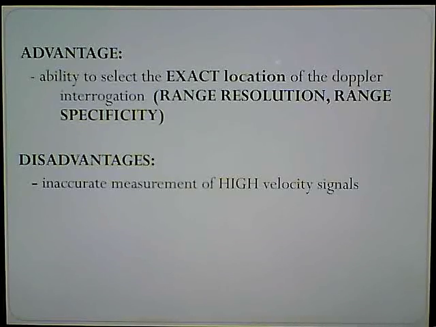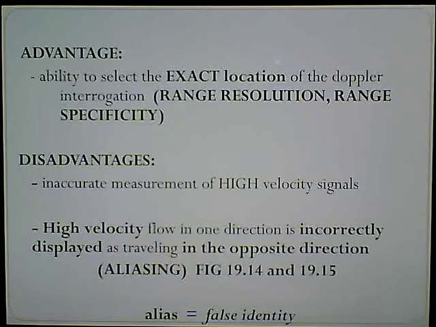The disadvantages are inaccurate measurement of high velocity signals. We're kind of limited when velocities get super high. High velocity flow in one direction is incorrectly displayed as traveling in the opposite direction, something that is called aliasing. Figures 19.14 and 19.15 show that, and I'll draw a little picture.